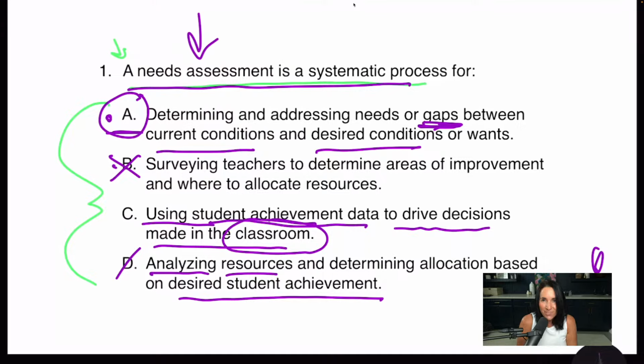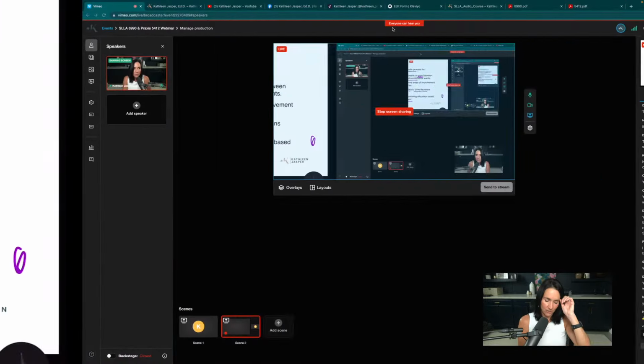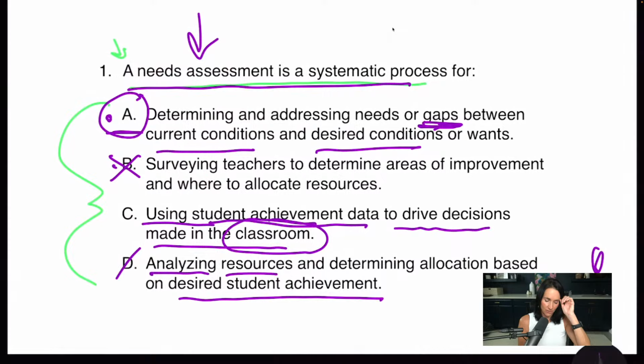All right. I'm just going to check my screen share real quick, guys. Okay. It looks like we're good. Sorry. Didn't mean to make you dizzy there. I just want to make sure it's working.